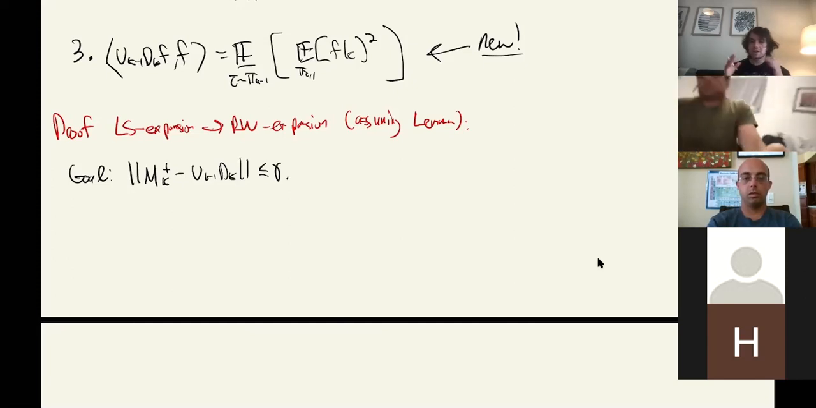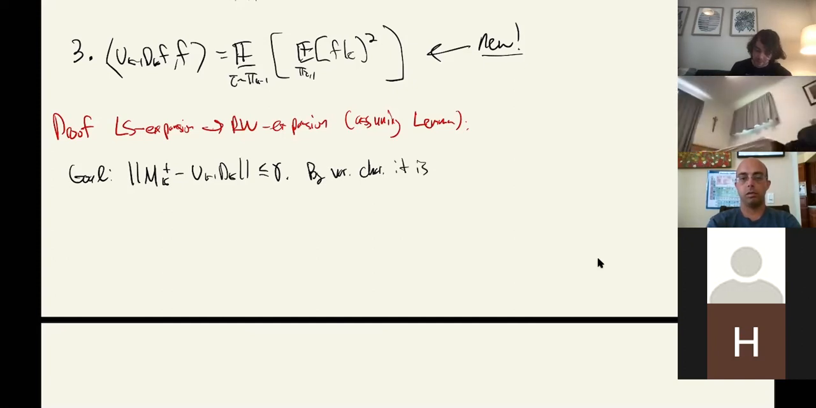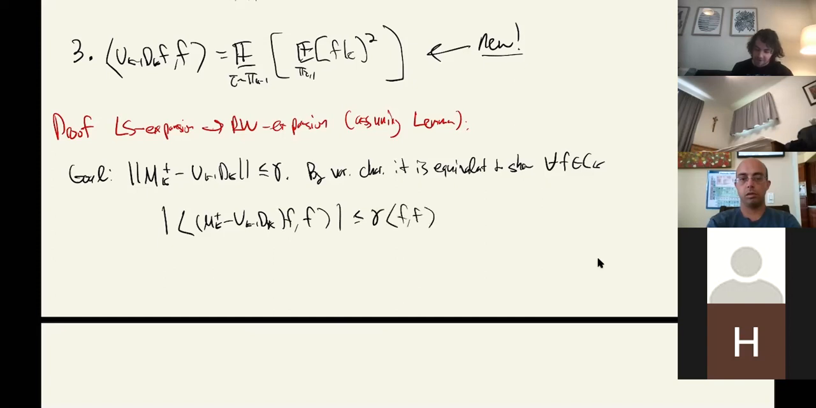And how are we going to do this? Well, we're going back to our tried and true strategy: we're going to bound the Rayleigh quotient. By the variational characterization of eigenvalues, which we've seen over and over again, it is equivalent to show that for all f in C^k, the absolute value of the Rayleigh quotient is bounded. In particular, the following holds: the absolute value of the inner product of (M_k^+ minus U_{k-1} D_k) f with f is less than or equal to gamma times the inner product of f with f. I've multiplied through by the norm of f already, but if you divide by it, this gives you the absolute value of the Rayleigh quotient.